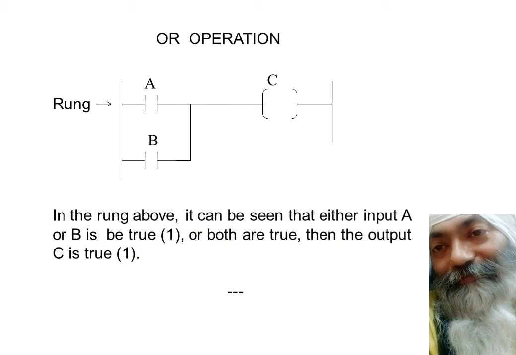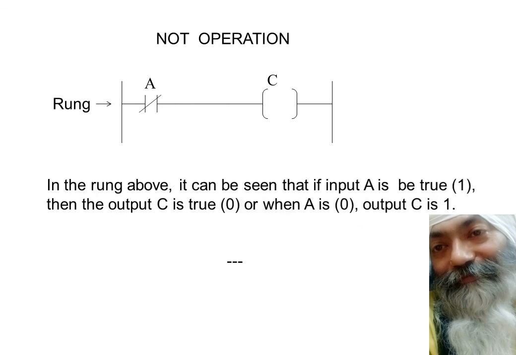The other variant of this is OR. As you can see, the two are in parallel, so it's quite explicitly known that either A is on or B is on. If any of the two is true, then C will be true, C will be energized. This is called the OR operation.